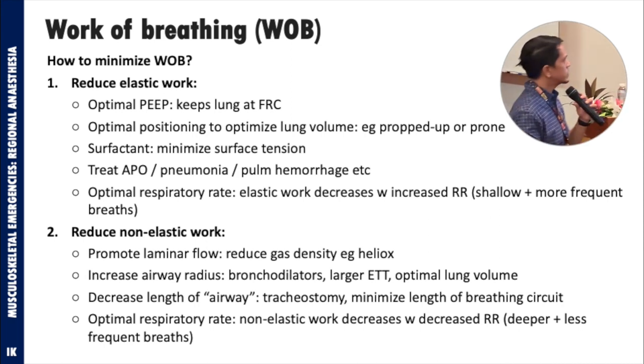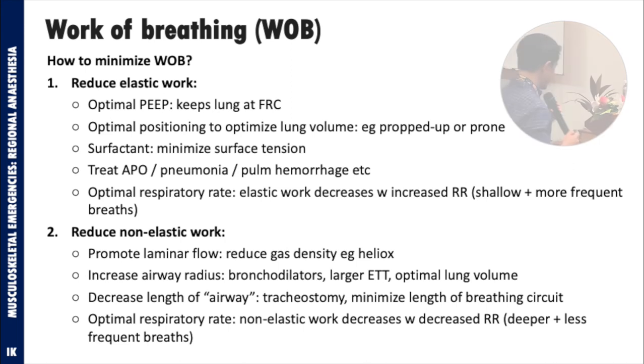So to reduce non-elastic work, you're going to promote laminar flow, so you can give heliox, increase airway radius, use bronchodilators, you want to use a larger ETT. You can reduce the length of the airway, so for a patient long-term ventilated, do a tracheostomy. And you reduce the length of the breathing circuit. So that's what we do in pediatrics. We don't want a very long circuit with a lot of dead space. So we reduce it because you want to reduce their non-elastic work.